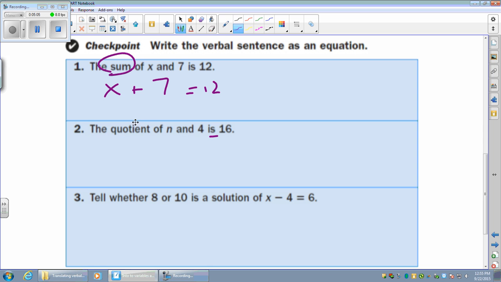Again, I see this word quotient. Quotient from the front meant dividing. So I'm going to write my division symbol like that. Equals 16. N and 4. N divided by 4. All right?